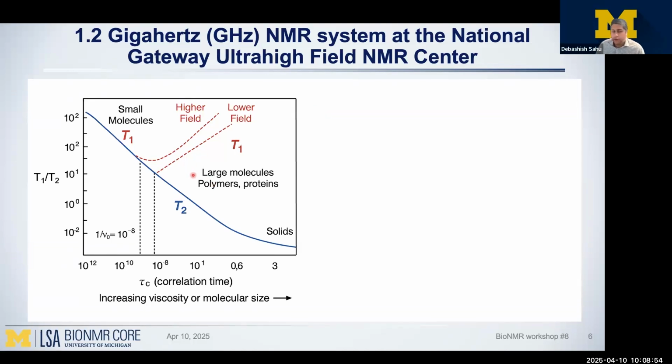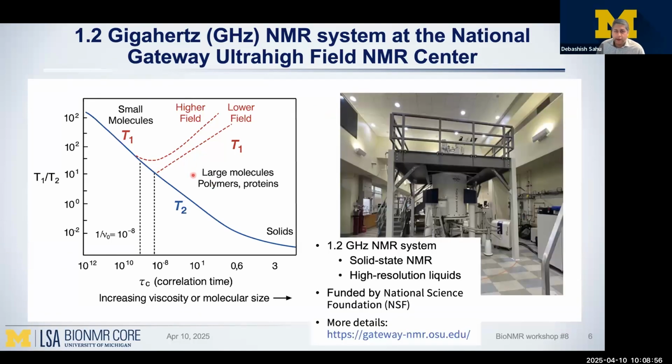The easy solution is to go to a higher magnetic field, and NSF has funded the installation of this 1.2 gigahertz instrument that is capable of doing both solid state as well as high resolution liquid state NMR in our Gateway Hub area, which is at Ohio State, totally funded by NSF and open to all researchers in this area to use. So go ahead and look into what this resource is. The website is over there, and I can put a link later, and you can look at it.